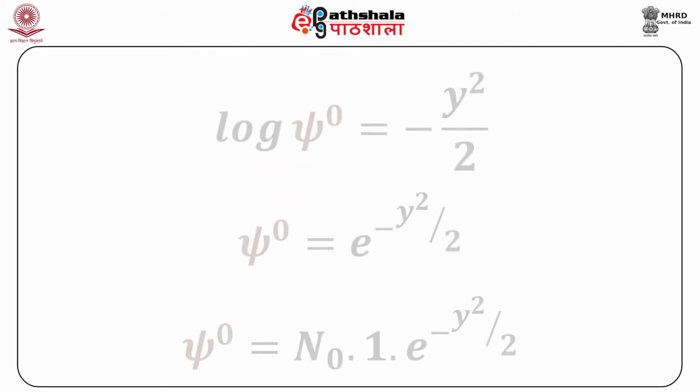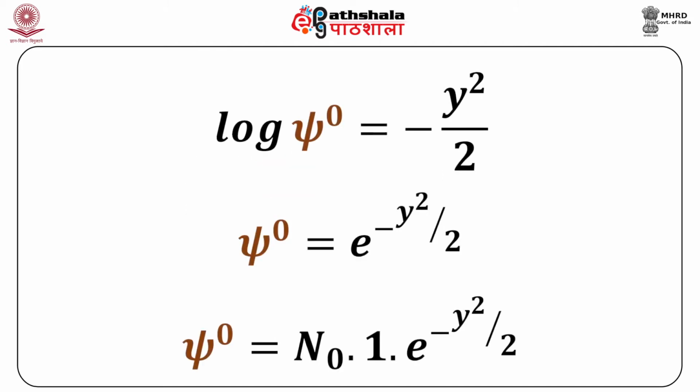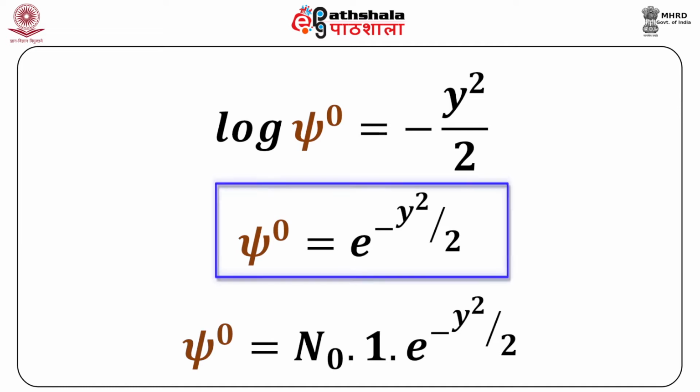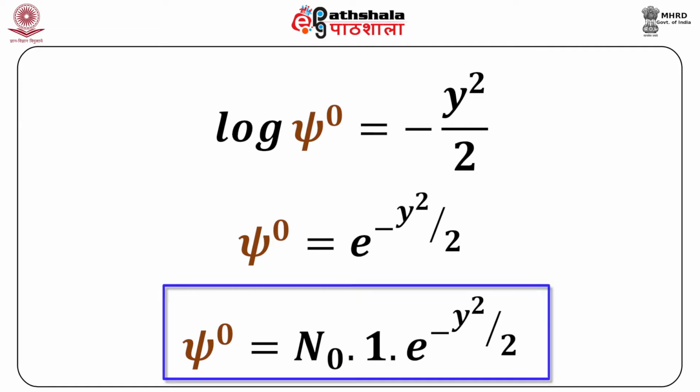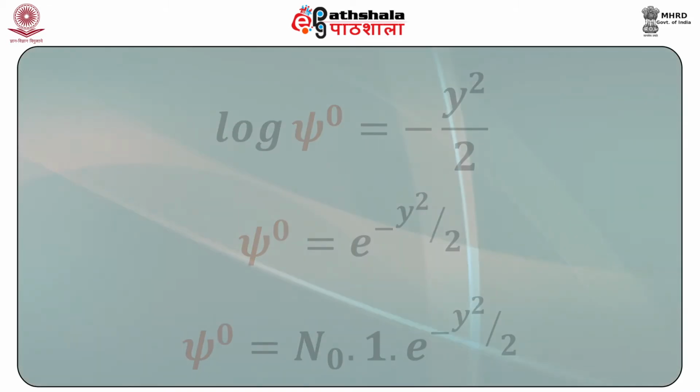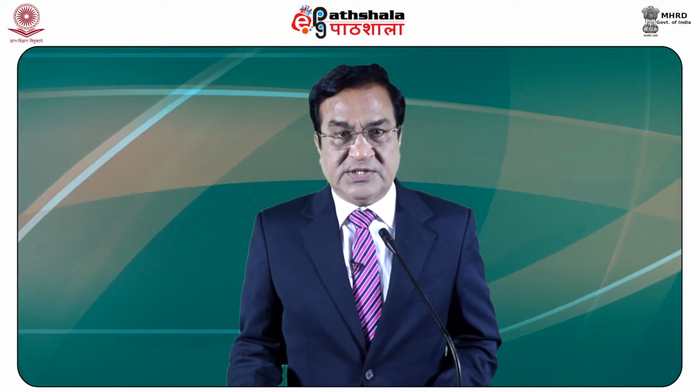We find that psi 0, the ground state vibrational wave function, comes out to be e raised to the power minus y square by 2, and in a general form we can write psi 0 is equal to N0, which is the normalization constant, multiplied by 1 multiplied by e to the power minus y square by 2. So this is what we have got as the lowest wave function, psi 0.